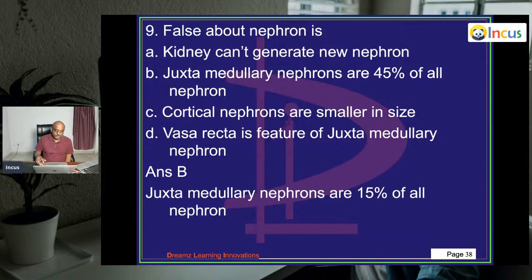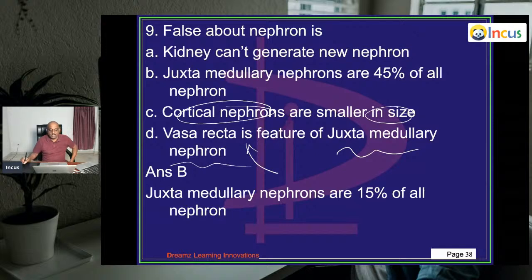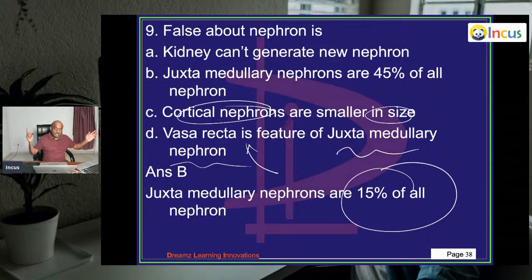Nephron. Kidney can't generate a new nephron. It would have been great if it could, just like the liver. No, but kidney is not a liver. Cortical nephrons are small in size. Vasa recta is a feature of juxtamedullary nephrons. And juxtamedullary nephrons are 15% of all the nephrons.